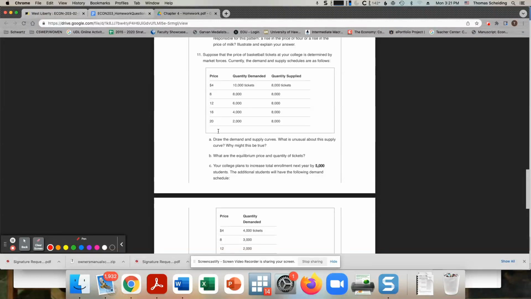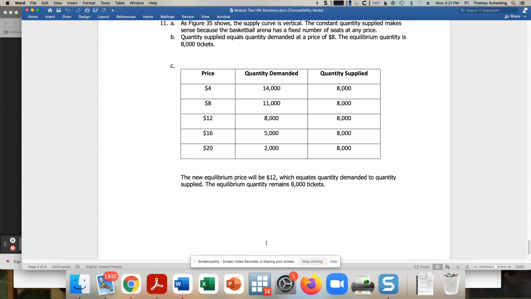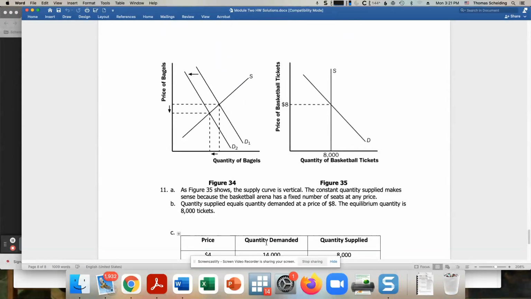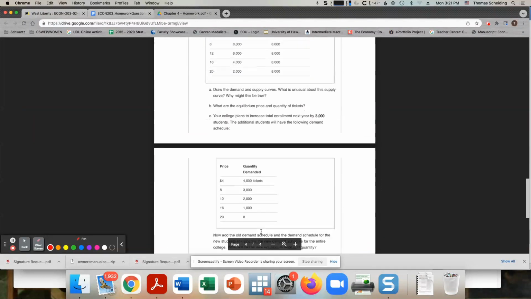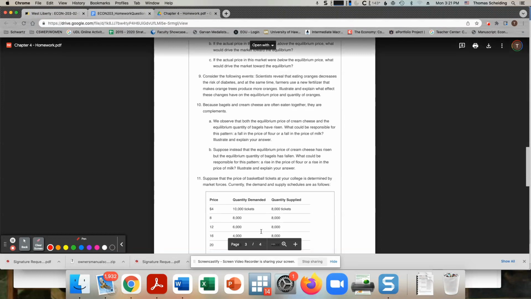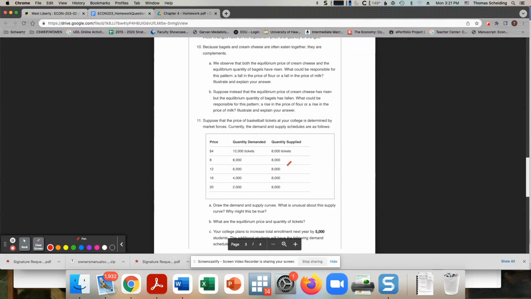Now the demand curve is going to be downward sloping. If we look at the graph of this, it looks like this, which is completely vertical at 8,000 with a downward sloping demand curve. Then it asks us to find the equilibrium price. That would be where quantity demanded is equal to quantity supplied, and that would look to be at $8. At $8, we have quantity supplied of 8,000 and quantity demanded of 8,000.